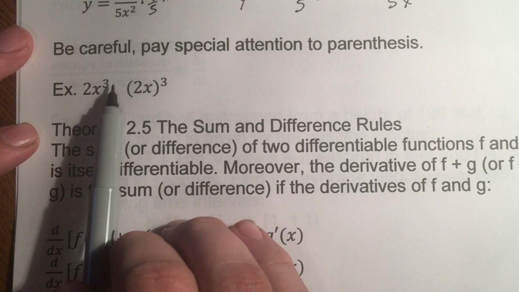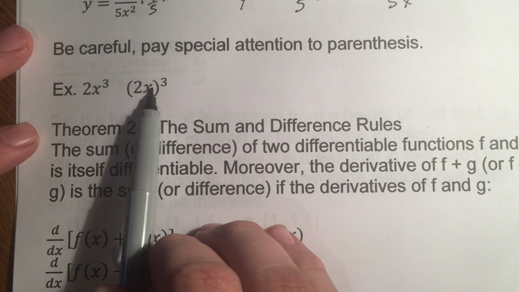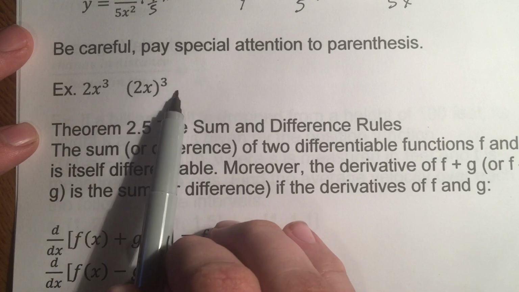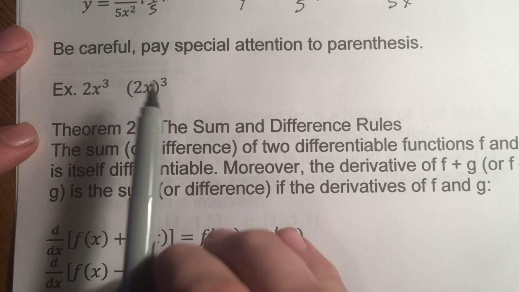This, we can go ahead and do the derivative. That goes to 6x squared. Here, you'd have to distribute the 3 in, which would make this 8x to the third, and then do the derivative of it. So careful with that.